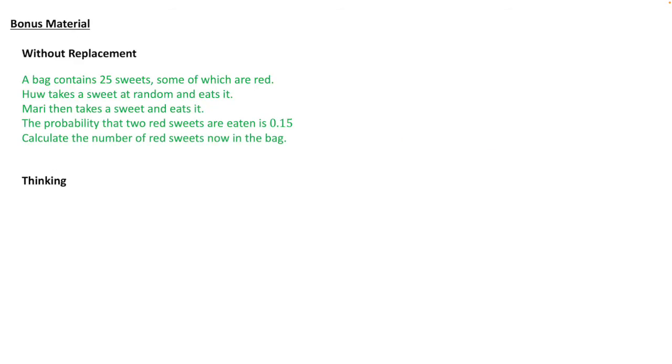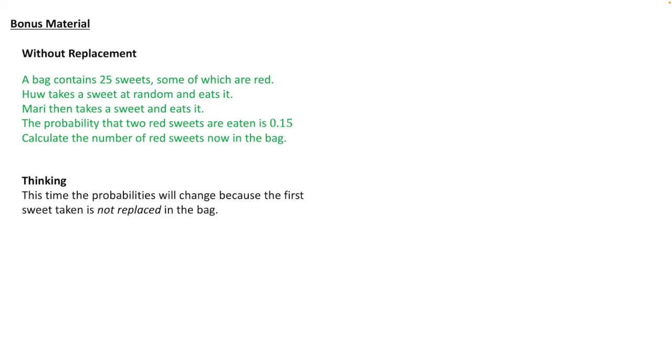Now for the bonus material in this video, we're going to look at a situation that's similar to that, but it's called without replacement. So this time we've got a bag with 25 sweets in, and some of them are red. Hugh takes a sweet at random and eats it, and Mary then takes a sweet and eats it. The probability that 2 red sweets are eaten is 0.15. Calculate the number of red sweets now in the bag.